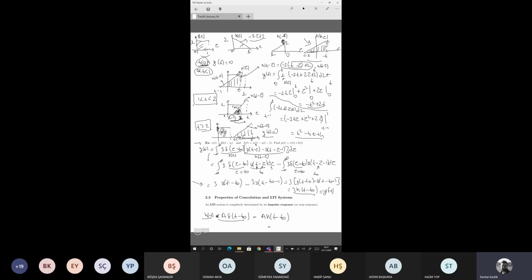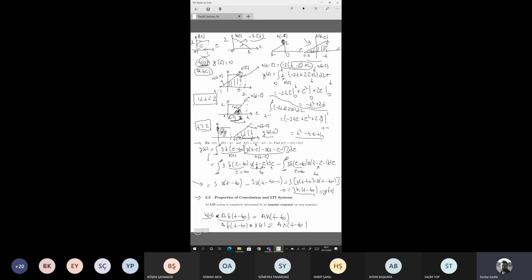And when we find the output, it turns out that it is simply a shifted and scaled version of the h(t) signal. If you generalize this, a times impulse(t - t0) convolved with any signal, let's say x(t), is simply a times x(t - t0). So this is our convolution of a signal with an impulse.